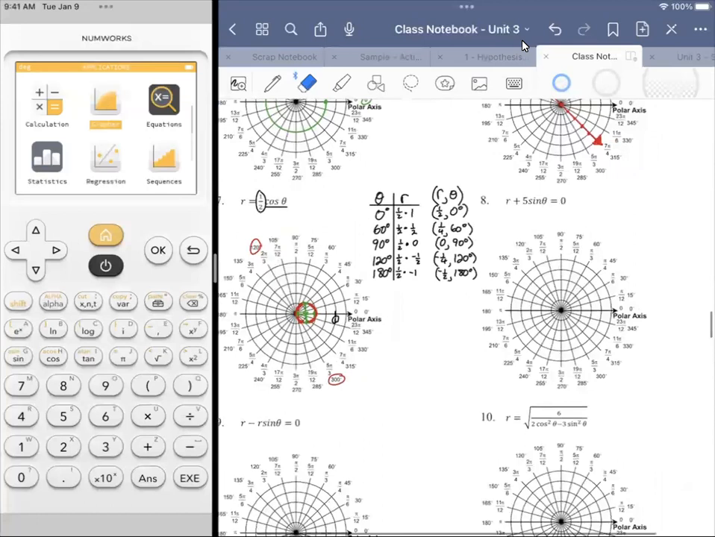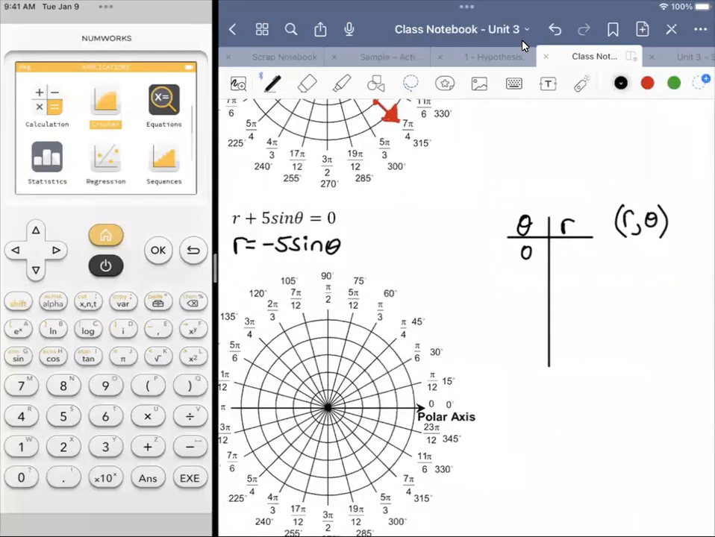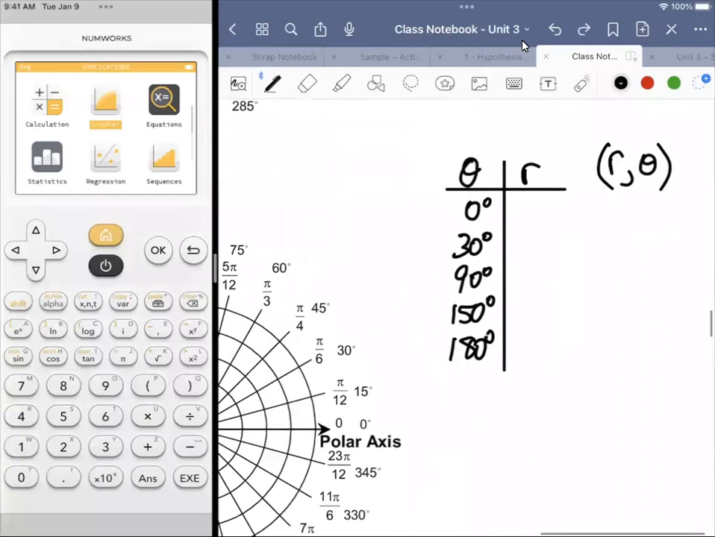For something like number 8, I would want to solve it for R first. So R is equal to negative 5 sine of theta, right? So I'm going to do my table of values again. I'm looking for nice, convenient values for sine. 0 is always going to be convenient. Then 30, 90, 150, 180, and if we have to go further, we'll go further. So you just do a few, see if the pattern emerges, and then go from there. The multiplier in each case here is going to be negative 5, so I'm just going to pop that in right away.